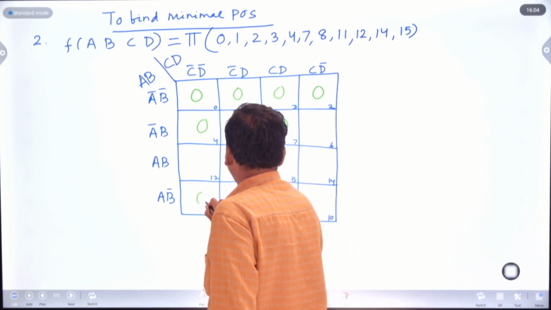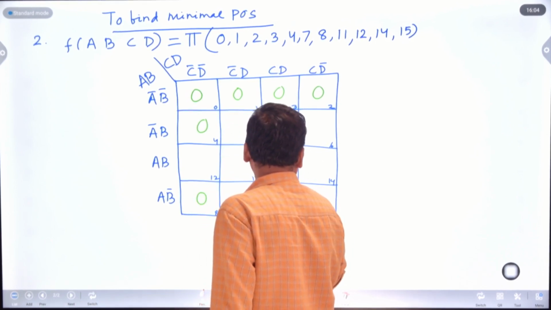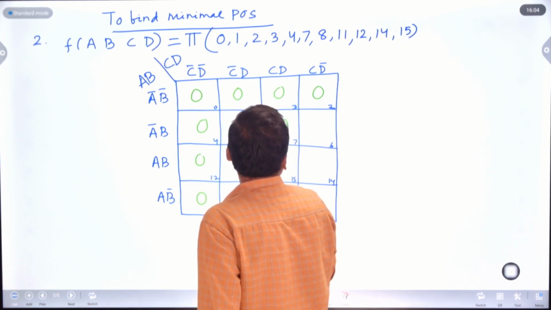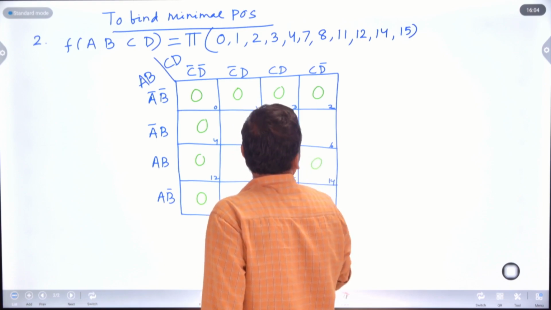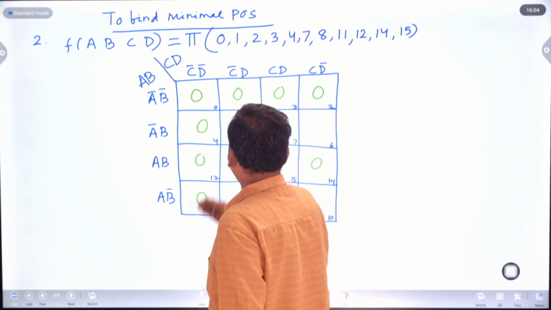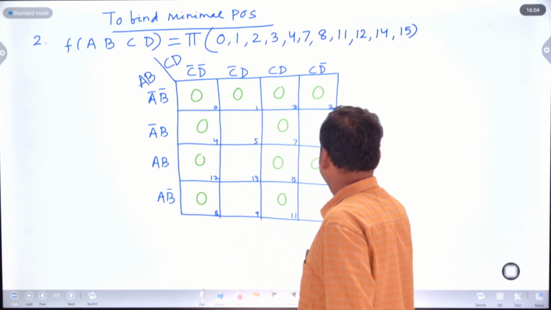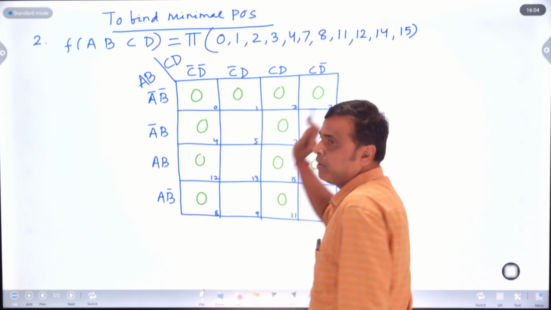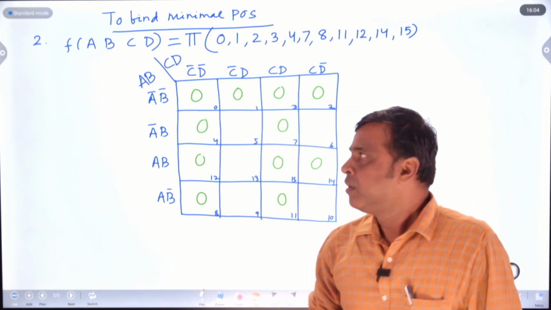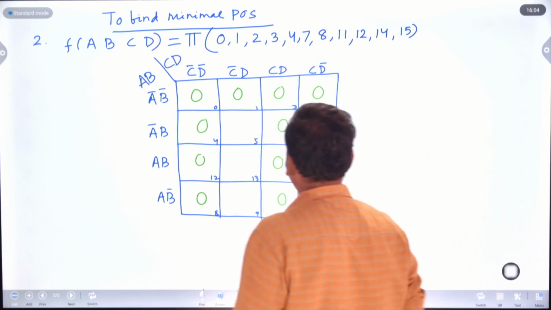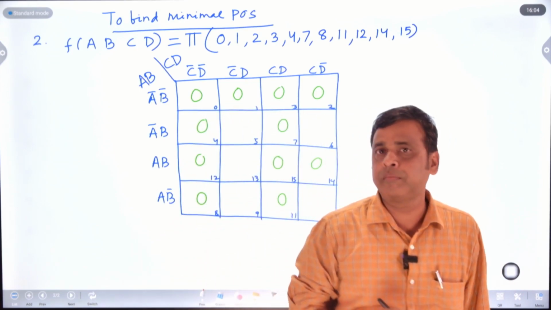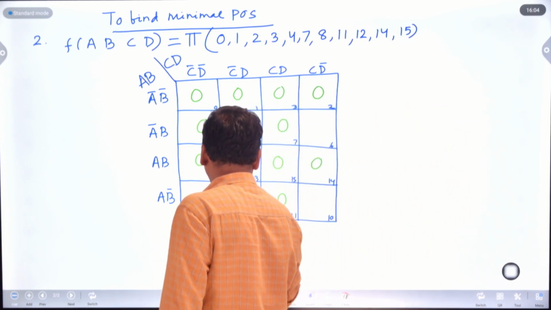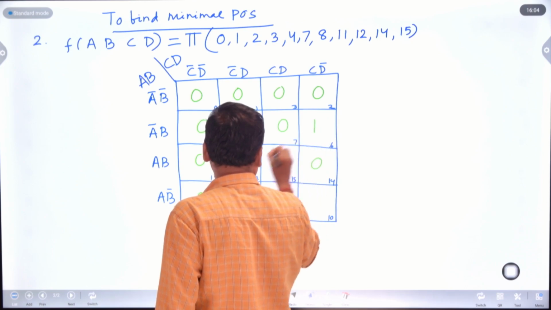8 also 0, then 11, 12, 14, 15. Counting them: 1, 2, 3, 4, 5, 6, 7, 8, 9, 10, 11. So 11 maxterms are given. The respective maxterms are represented by binary 0, and you have to put them in the respective squares. In the remaining squares, what will you put? That is 1.